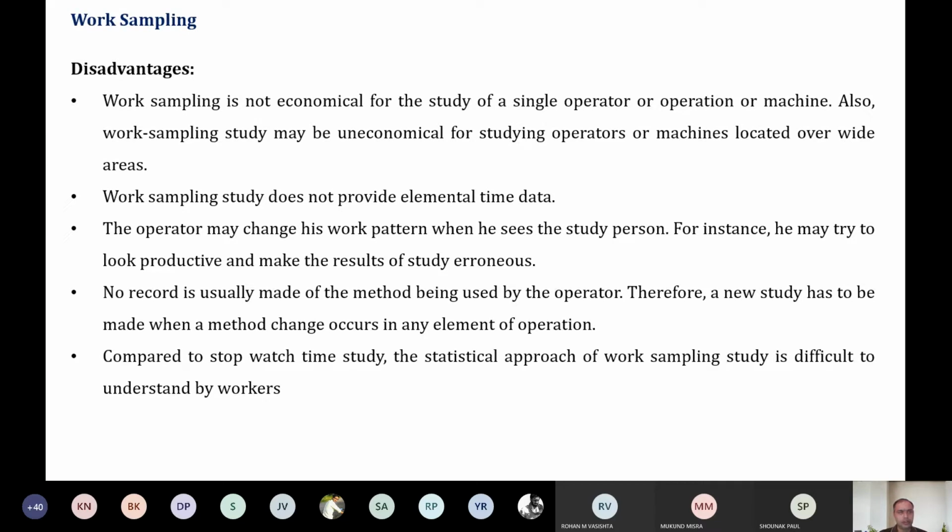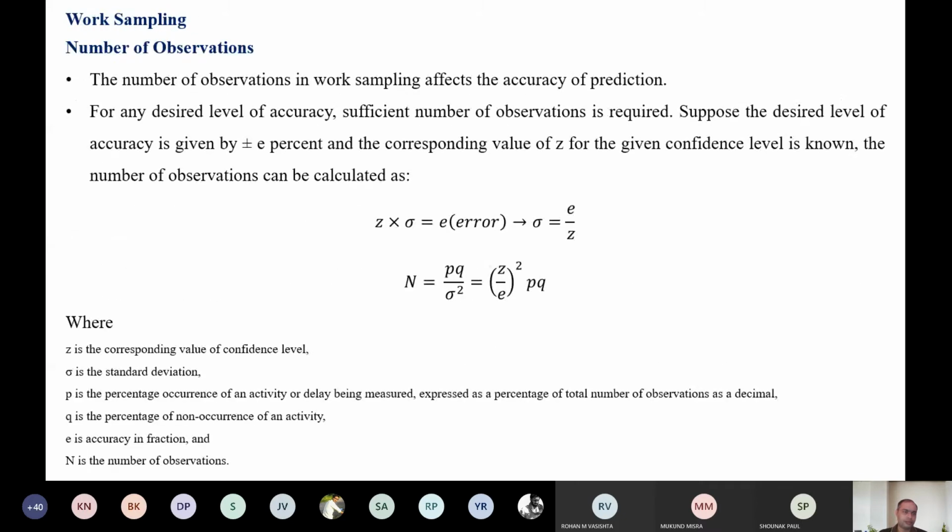Same way, when you do this work sampling, the employees may also do the same. But compared to the stopwatch method, where you conduct the study directly by using a stopwatch, standing near to this, in this case it involves a lot of statistics. Work sampling involves a lot of statistics, so you should have a better knowledge of statistics to do this work sampling. So these are the disadvantages of doing work sampling.